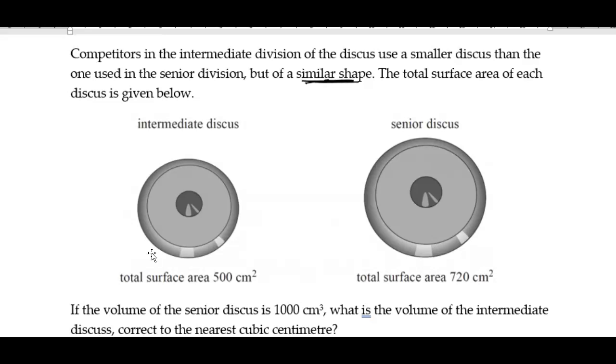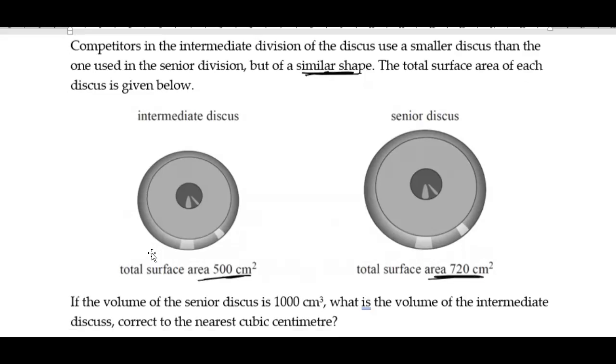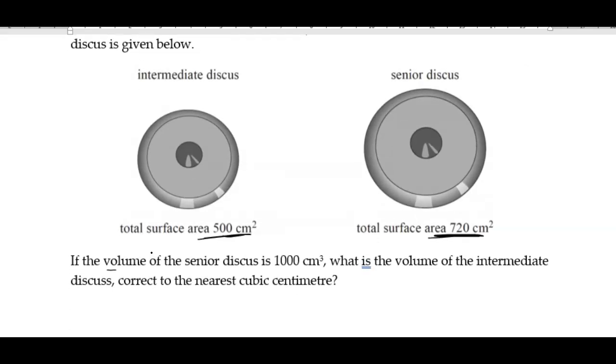The total surface area of each of the discus is given below. So they've given us the two areas, the smaller one and the larger one. They've also given us the volume of the senior discus, which is the larger one. So the volume equals 1000 centimeter cube, right? The question is, what is the volume of the intermediate discus? So the volume of the intermediate discus is what's in question here.